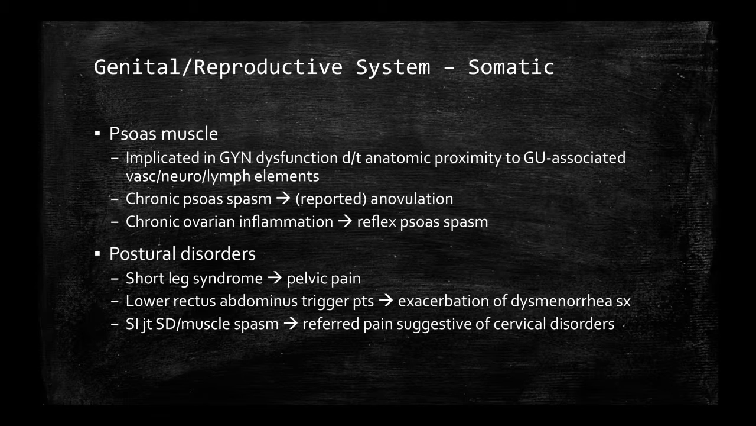Somatic considerations, a big one is the psoas muscle, implicated in gynecologic dysfunction due to its proximity to these associated GU vascular, neurologic, and lymphatic elements. Chronic psoas spasm has been reported in a case to cause anovulation, and chronic ovarian inflammation can lead to reflex psoas spasm. Postural disorders such as short leg syndrome can cause pelvic pain. Lower rectus abdominis trigger points can exacerbate dysmenorrhea symptoms. SI joint dysfunction or spasm can also refer pain suggestive of disorders of the cervix.